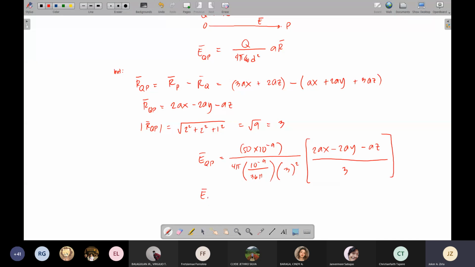Therefore, your electric field intensity from the charge going to the point will be, sige, atong solbahon, no? Again, as you can see, pareho gihapon nga process. Times 10 to the negative 9 over 4 pi, 4 pi times 10 to the negative 9 divided by 36 pi, times distance 3 squared.